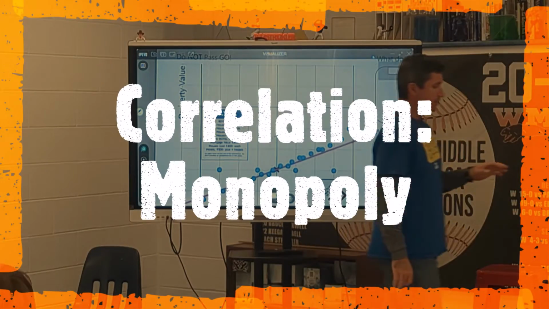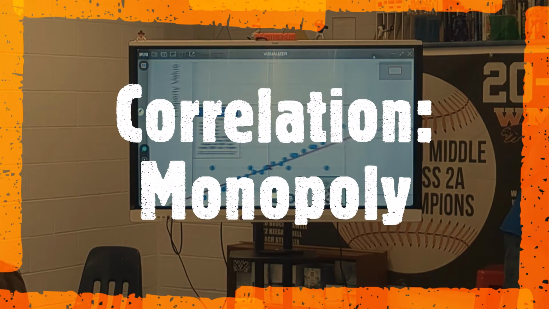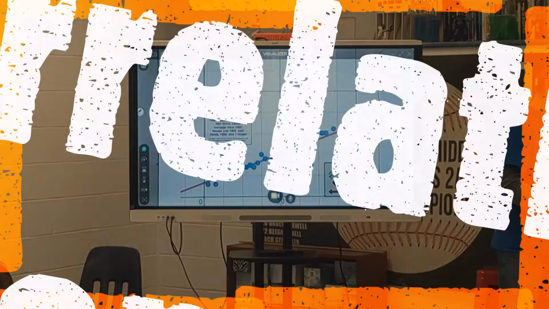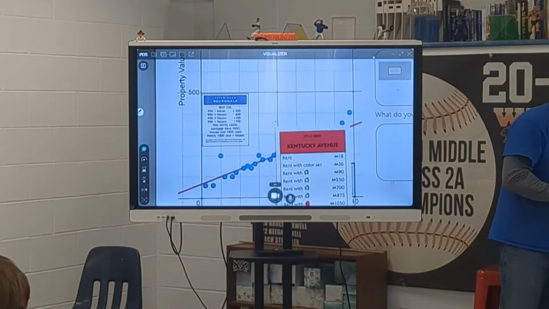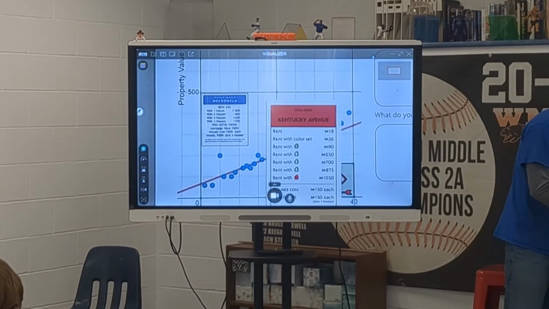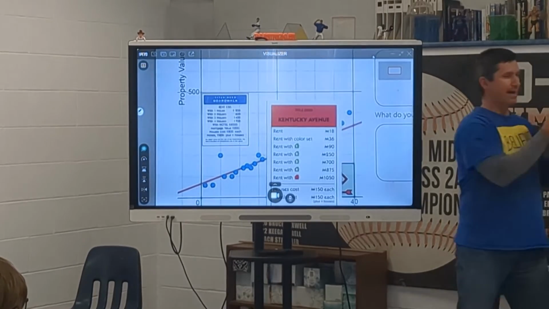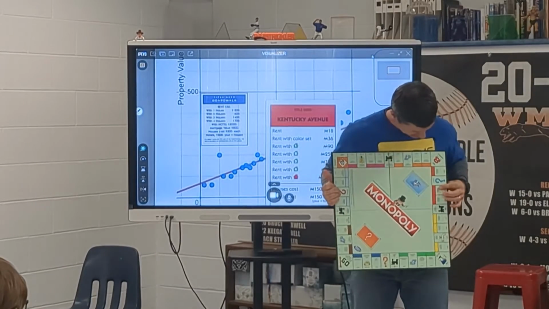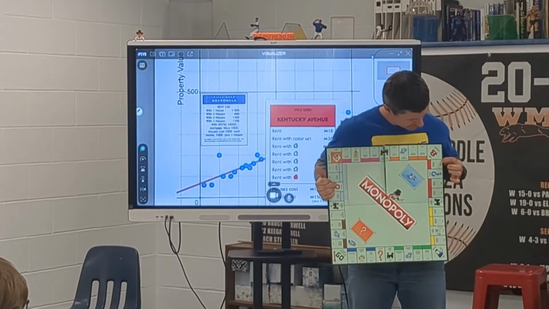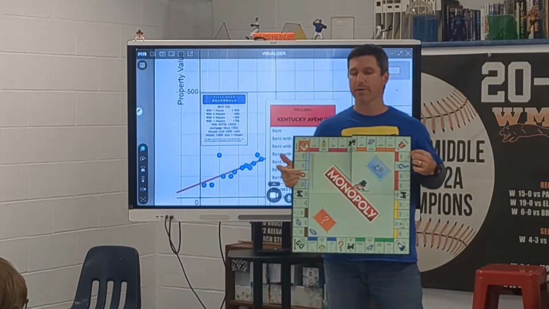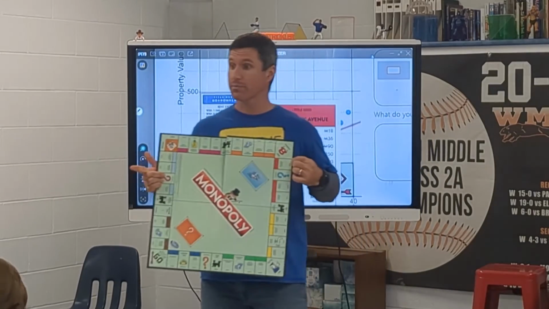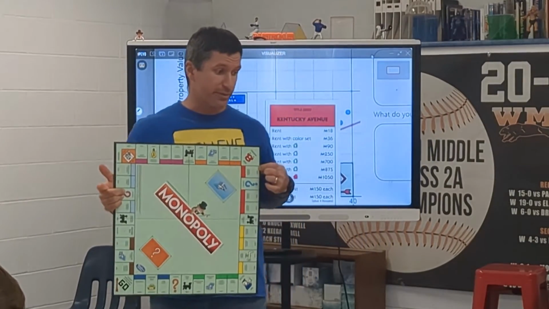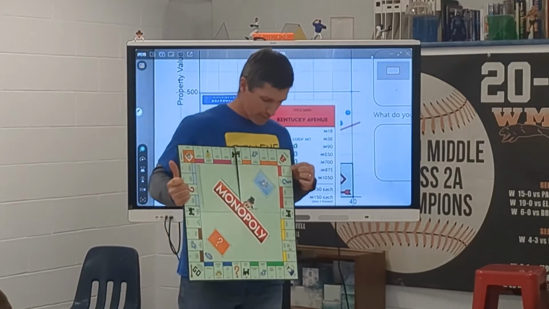Each coordinate is a property, okay? And I have the properties here. Here's Kentucky. It is worth, let's see, down here. It's by your fingers. Okay, $220. Everybody on the y-axis go up to 220, approximately.